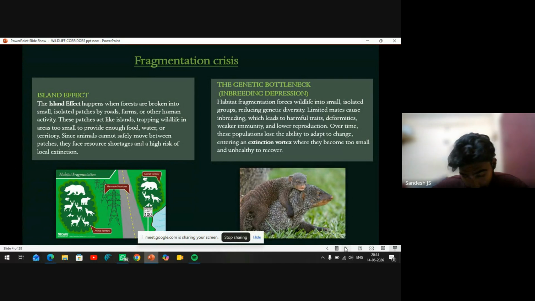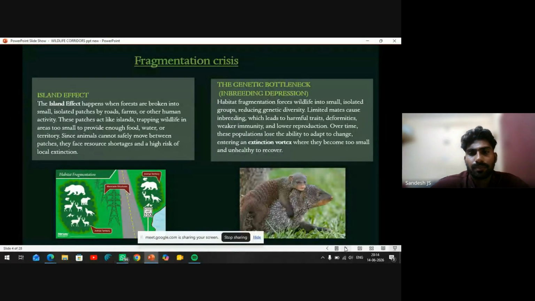So I can see in the picture that the main population has been separated by the man-made structures. So like that, with habitat fragmentation, the population will get into an island-like situation. So it will gradually decrease their chance of survival and cause a high risk of local extinction of the population.